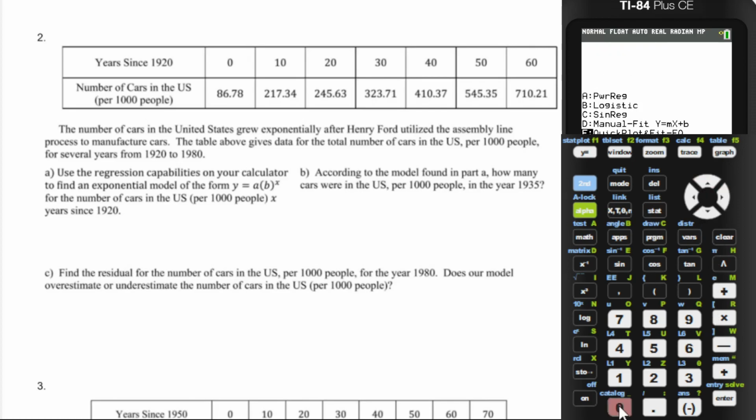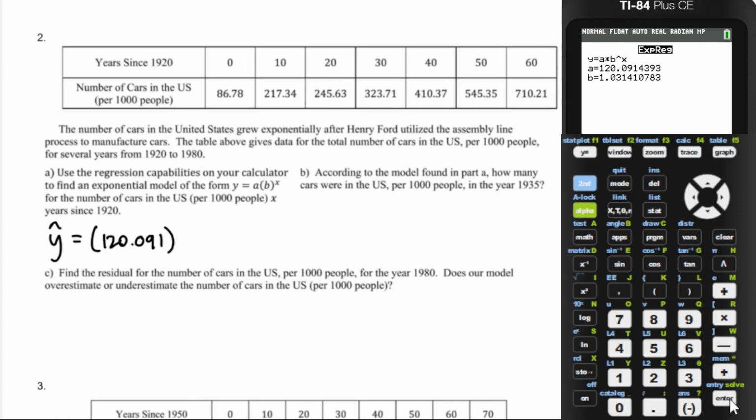So go up here. Exponential regression is option 0. We're going to need to reason with this a little bit, so I'm going to store that into y1, and then I'm going to calculate. Okay, my model is y hat equals 120.091 times b to the x, 1.031 to the x. And according to the model, how many cars were in the U.S. per 1,000 people in the year 1935? It's number of years since 1920. I'm going to plug in t equals 15.